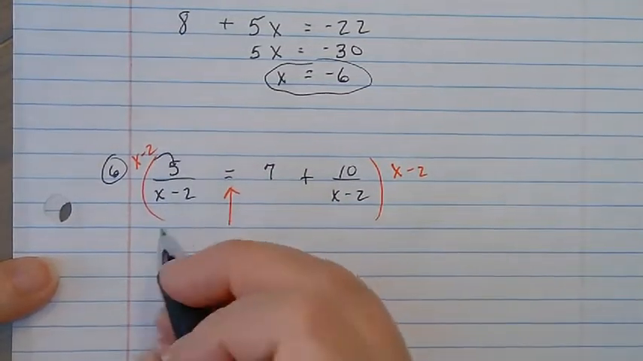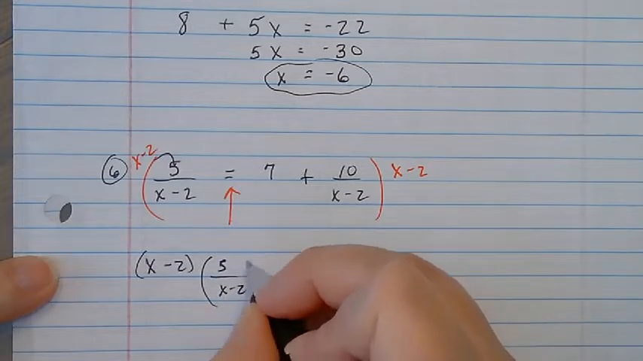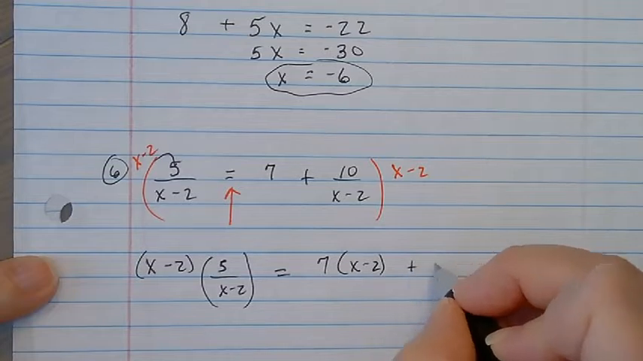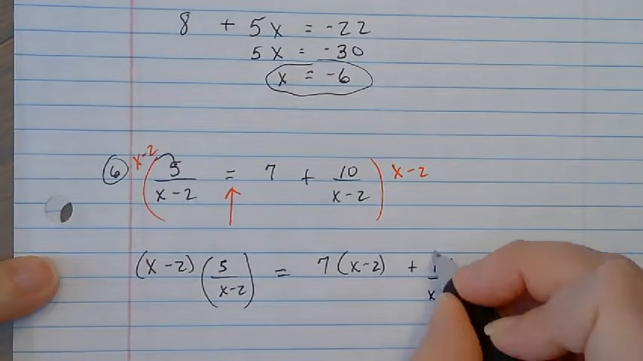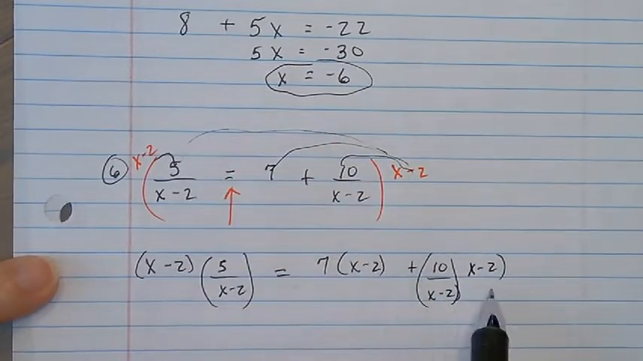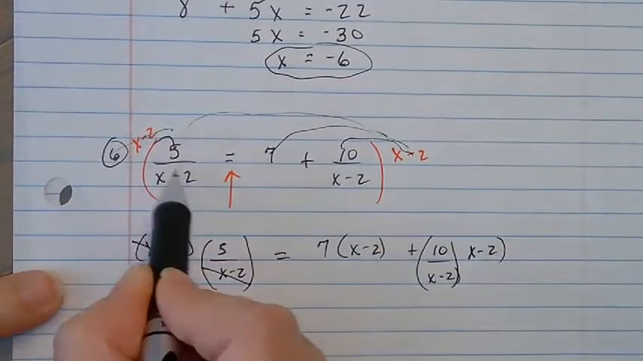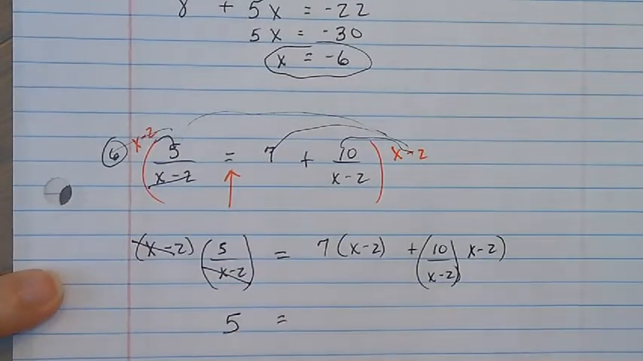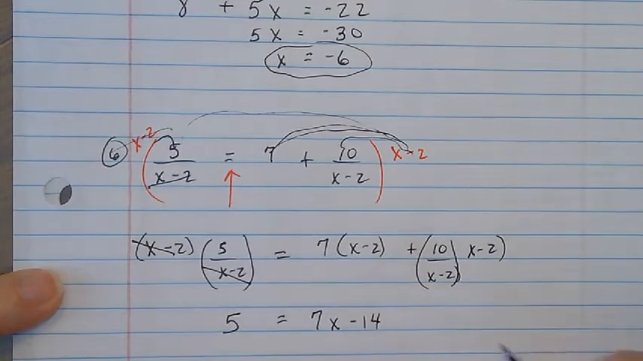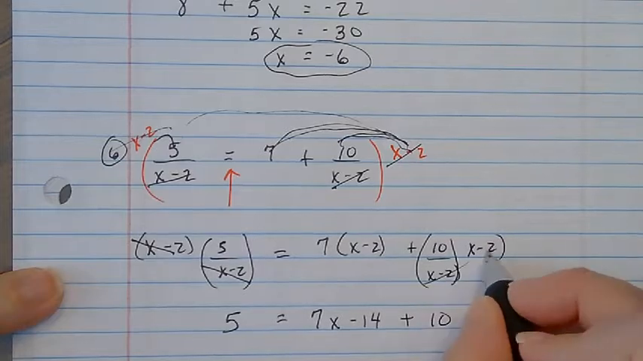So when I multiply here, I would have x minus 2 times 5 over x minus 2 equals 7 times x minus 2 plus 10 over x minus 2 times x minus 2. So I've just distributed. And in just a moment I'm going to quit writing this step because watch what happens. The x minus 2 and the x minus 2 cancel. So that's what would have happened up here. And on the left side I just get 5. Here I'm taking the x minus 2 times the 7, so I get 7x minus 14. And then when I take this times this, the x minus 2 cancels, and I get plus 10.